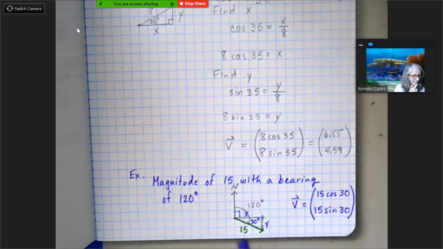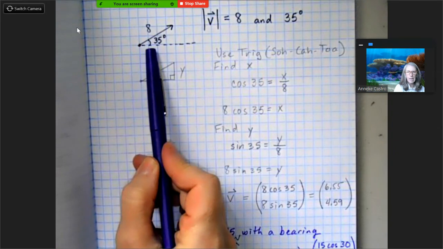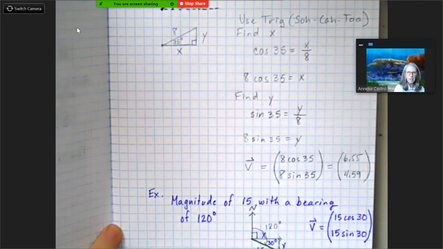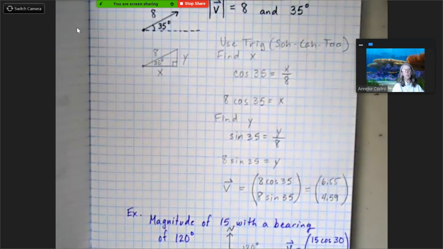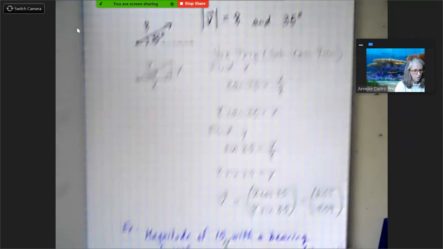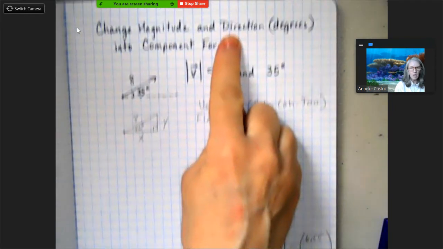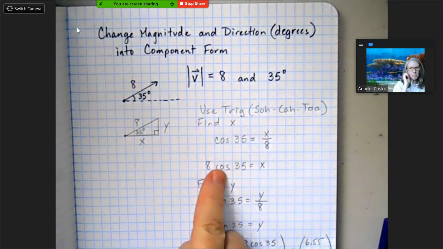Because if I wanted to add this vector, say to this vector up here, holy cow, if I've got 8 and 35 and I got 15 and 120, what am I going to do with those? Whereas if I have them in component form, oh, super easy. Just add them together. Add your x's, add your y's. Okay, so being able to change from magnitude and direction into component form is very nice for doing calculations. Okay, so you're going to be practicing this in math space today.